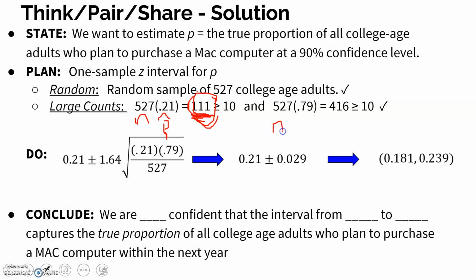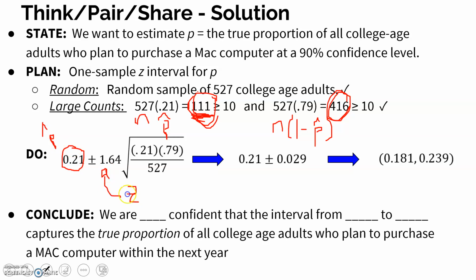And here you have n times 1 minus p hat, which again, you need to round that to a whole number. And the nearest whole number for that value, when multiplying by 0.79, you would round down to 416. All right, so large counts, we've got to do a little bit of math there. Now here's our do step, here's our p hat, which was given right away.